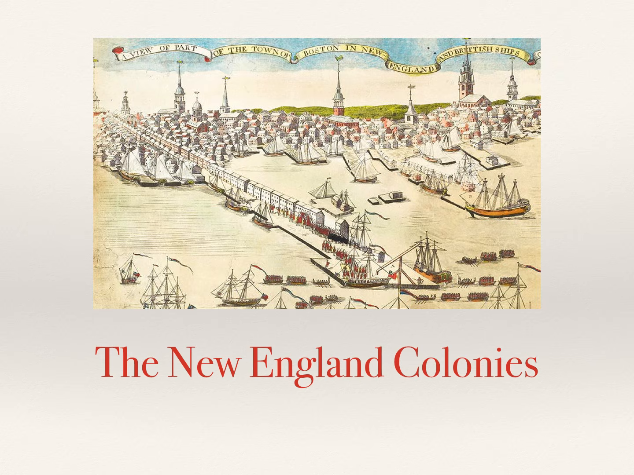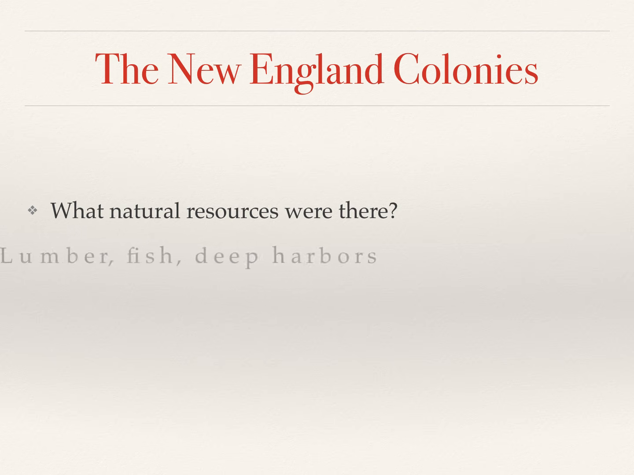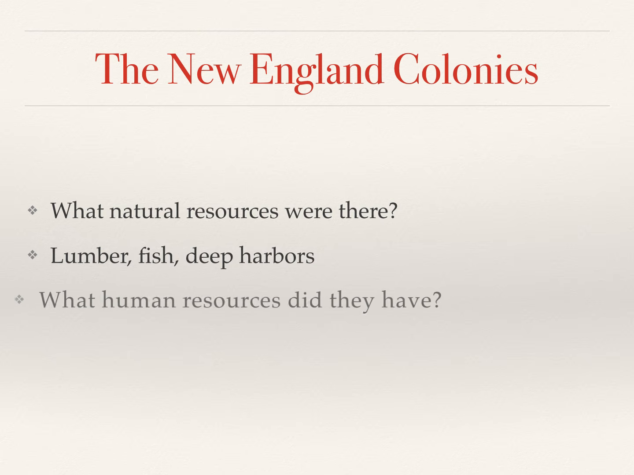So let's start up north with the New England colonies. And as you can see from this drawing here, trading, the water, ships, all going to be an important part of what's going on here. So first off, what natural resources were there? The answer is lumber, lots and lots of trees in New England, fish, and deep harbors. So that sets itself up very well for shipbuilding and a couple of other things.